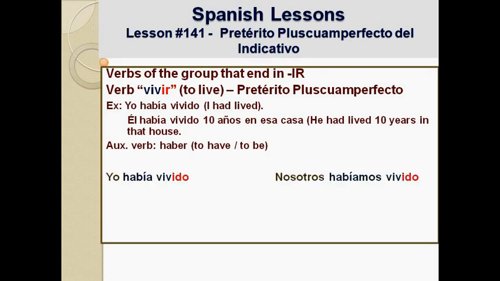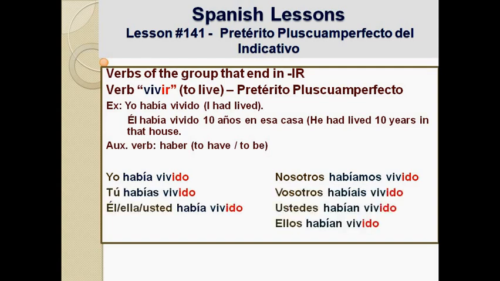We are still using the verb haber as auxiliary verb or verbo auxiliar. Yo había vivido. I had lived. Tú habías vivido. You had lived. Él or ella or usted había vivido. For he or she or you had lived. Nosotros habíamos vivido. We had lived. Vosotros habíais vivido. You had lived. Plural you.